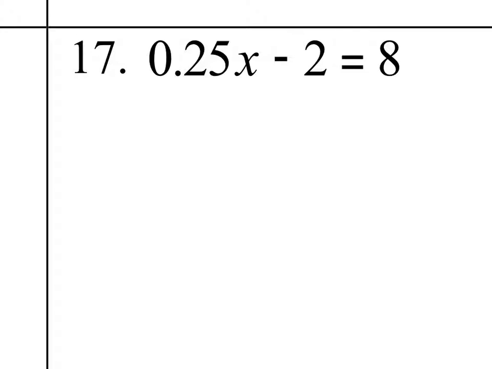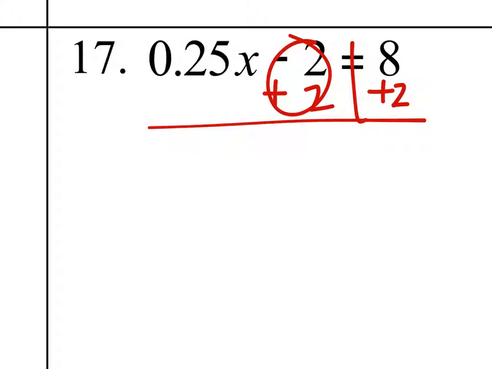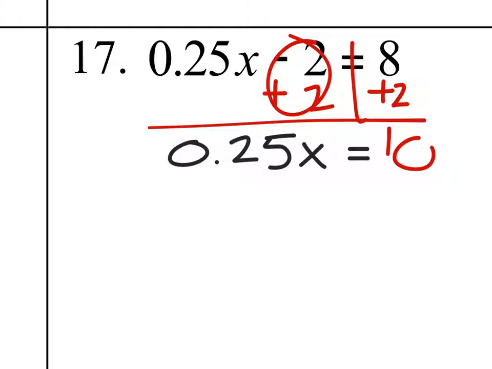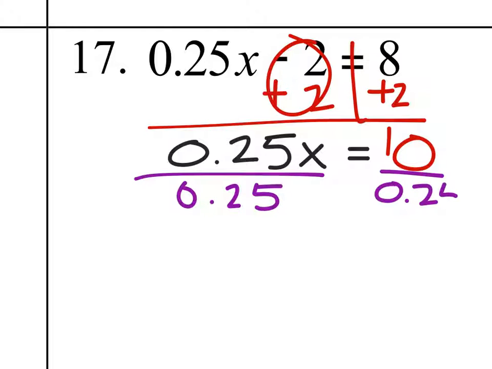Right here. Now we have a decimal, that's the coefficient of the x. That's not going to be a huge problem for us, because I'm just going to add 2 to both sides of my equal sign, which cancels out this minus 2, leaving us with 0.25x equals 10. Now we'll divide both sides by 0.25. And again, on my calculator, I would want to do this. So we get a 1x, that's good. 10 divided by 0.25 is 40.